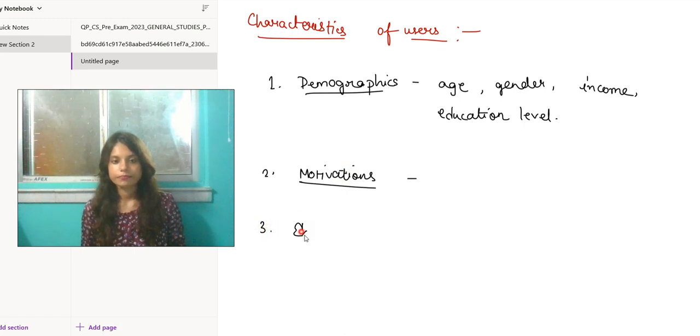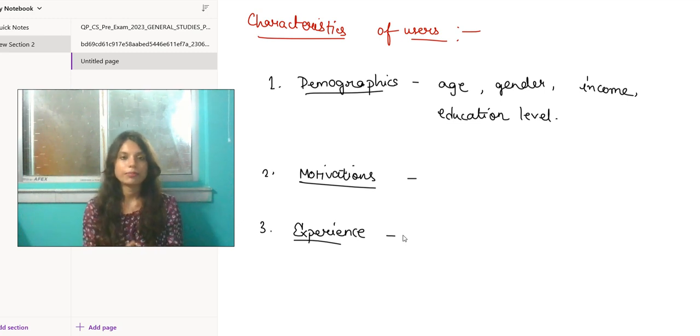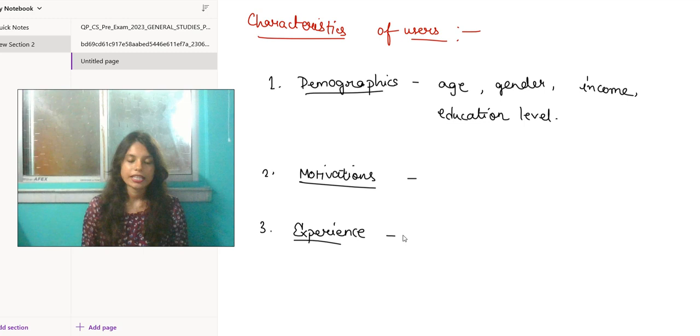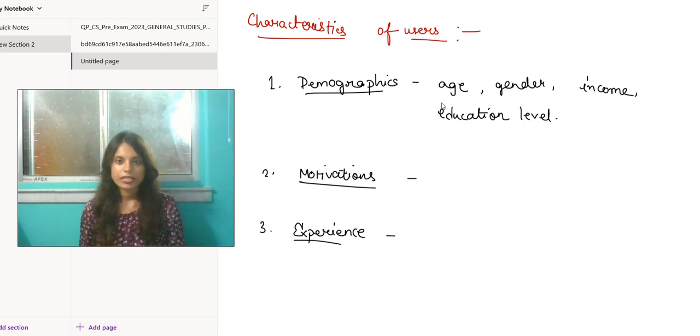Thirdly, experience. The users have different types or levels of experience with a particular product or service or technology. So some users are experienced users, we can say, while others are new users. Understanding the experience level of the users can help you to design the products and services that are easy to use and understand. So once again, the target customer should be the users. So based on their different levels of experience, we have to design our products and services. So yeah, that was it regarding the characteristics of users.